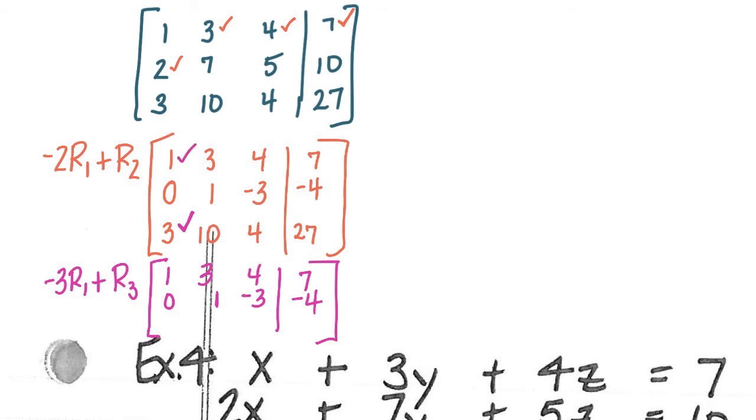-3 times 1 plus 3 is 0. -3 times 3 plus 10 is 1. -3 times 4 is -12 plus 4 is going to give me a -8. -3 times 7 is -21, -21 plus 27 is 6.